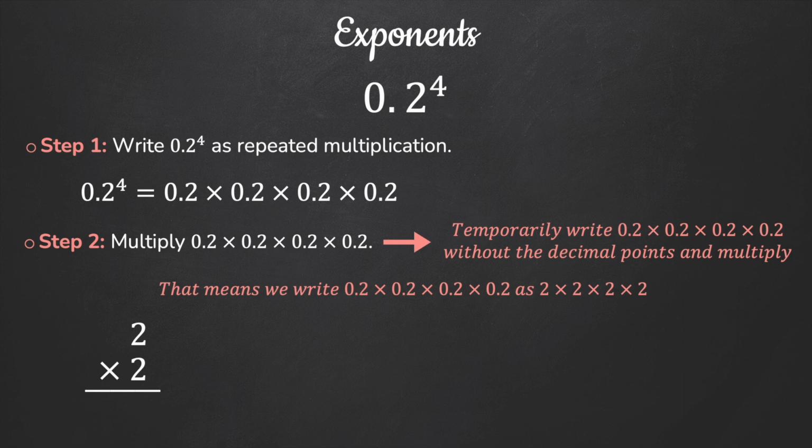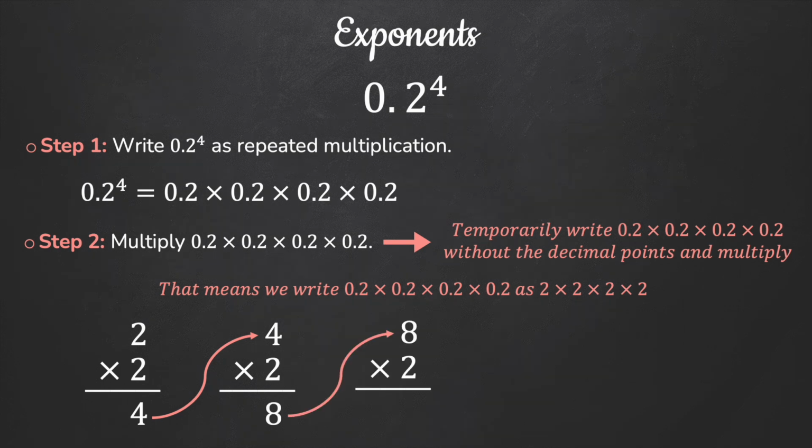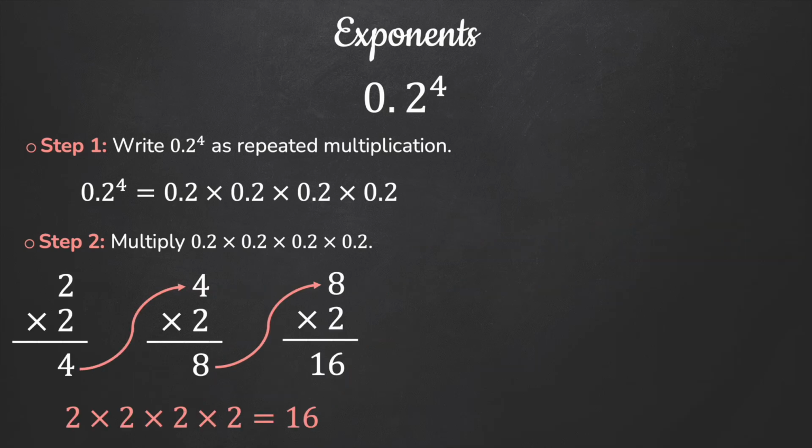2 times 2 is equal to 4, and we've multiplied 2 by itself, and so we're going to go ahead and multiply it by another 2, which makes that 3. So 4 times 2 is equal to 8, and then we're going to multiply it by another 2 because we have 4 2's in total, and 8 times 2 is equal to 16. So 2 times 2 times 2 times 2 is equal to 16. So now let's go back and incorporate our decimals.